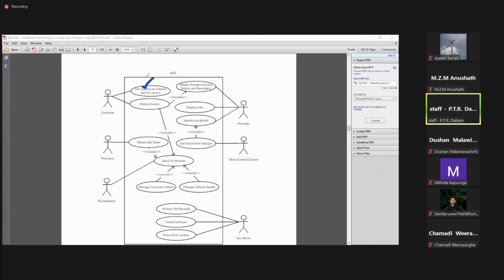See, when you write use cases, start with a verb. A verb. Okay? Start with a verb. Because it's doing something you do, right? You don't write job sheet. When you are writing use cases, you don't write like job sheet only. Do you understand, students?